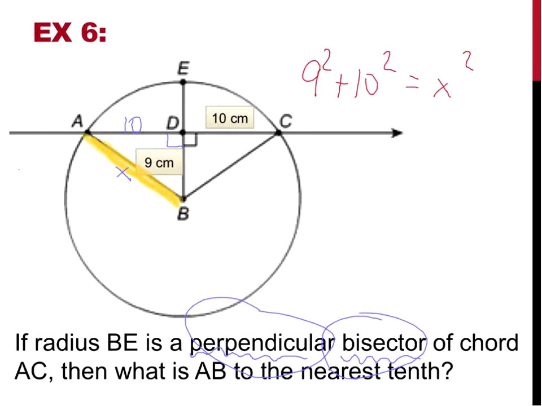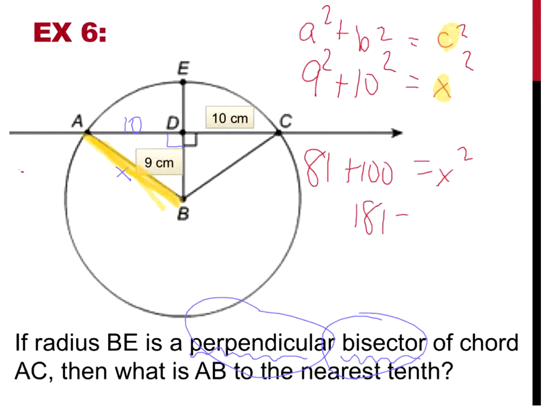Awesome job. Let me just remind you about why we set it up this way. Because Pythagorean theorem is a squared plus b squared equals c squared. C is always the longest side. So in this case, my longest side is the one that I didn't know. So that's why that one stayed the x. The other two I did know. So when I plug them in, I'm going to get 81 plus 100. So that would be 181 equals x squared.